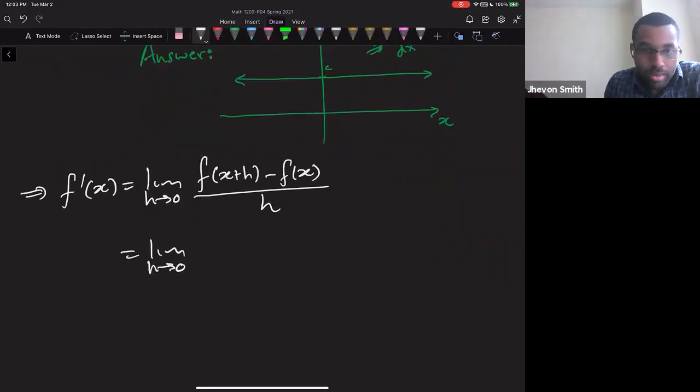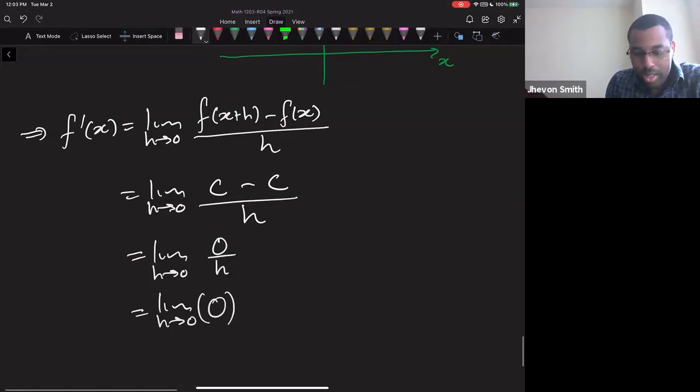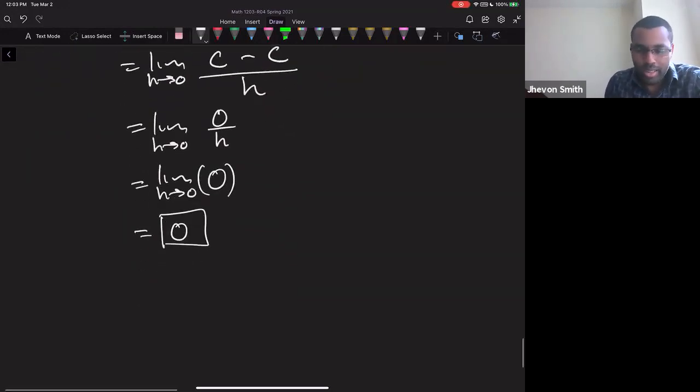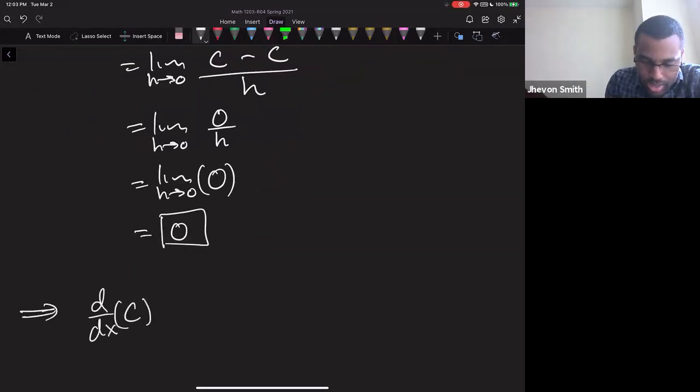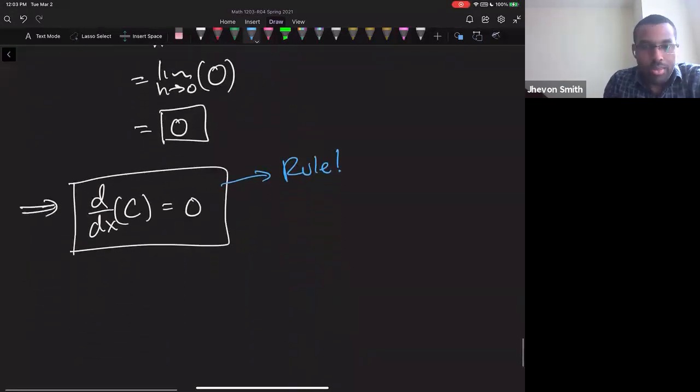So what is f of x plus h when y equals f of x equals c? Well, it's just c, right? There's no x to plug in. So f of x is also c, so it's c minus c over h. Well, that's just the limit as h approaches 0 of 0 over h, which is just the limit as h approaches 0 of 0. What is the limit of a constant? Well, it's just the constant. That was one of the properties. So it turns out that it's 0 as expected. In fact, this is like a rule that we can know now. The derivative of a constant is 0.